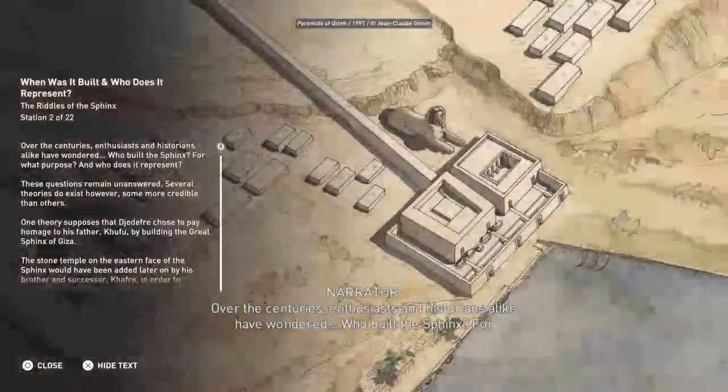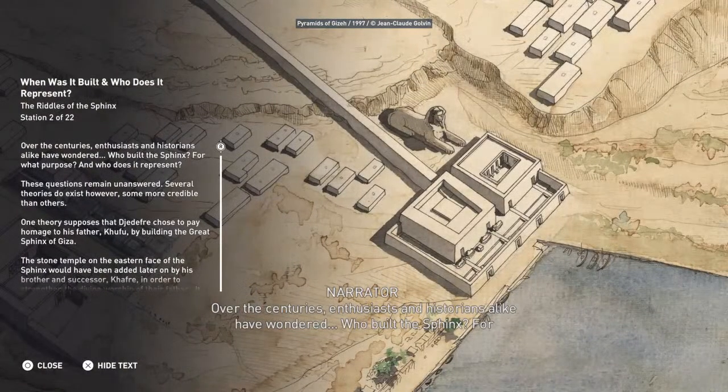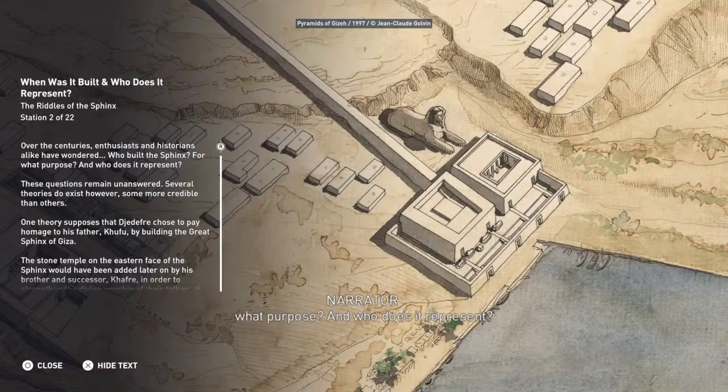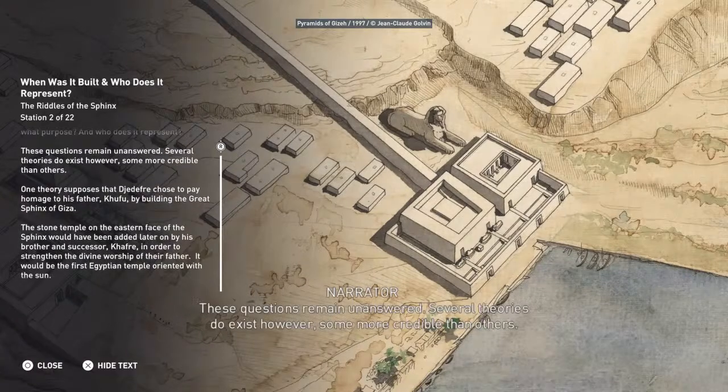Over the centuries, enthusiasts and historians alike have wondered, who built the Sphinx? For what purpose? And who does it represent? These questions remain unanswered. Several theories do exist, however, some more credible than others.